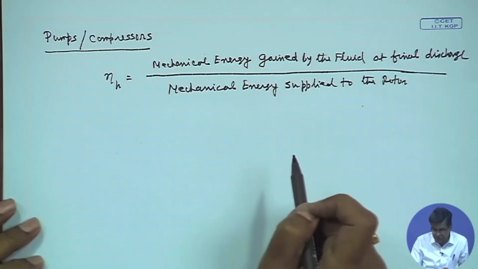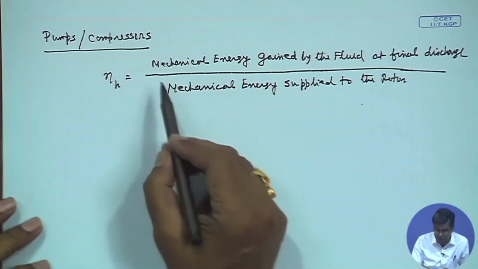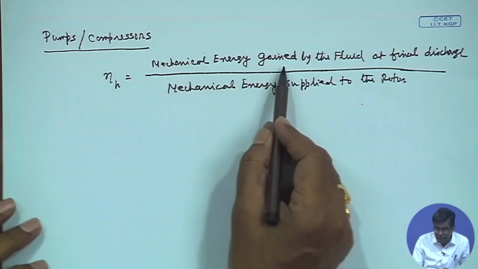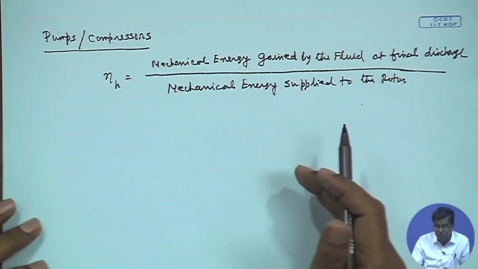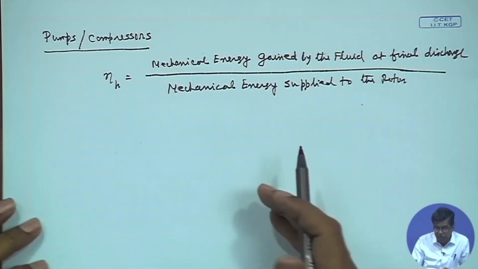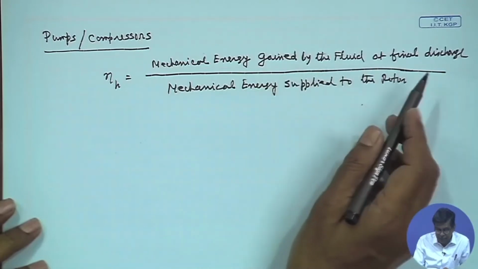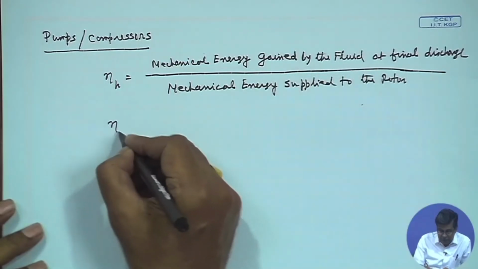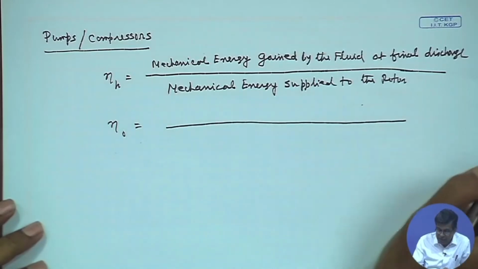Similar is the case of a turbine. So, this is the definition of hydraulic efficiency of pumps and compressors. Now, here mechanical energy gained means the mechanical energy at the final discharge relative to its mechanical energy at inlet, because fluid at inlet has some mechanical energy. That is why it is the mechanical energy gained by the fluid at final discharge.